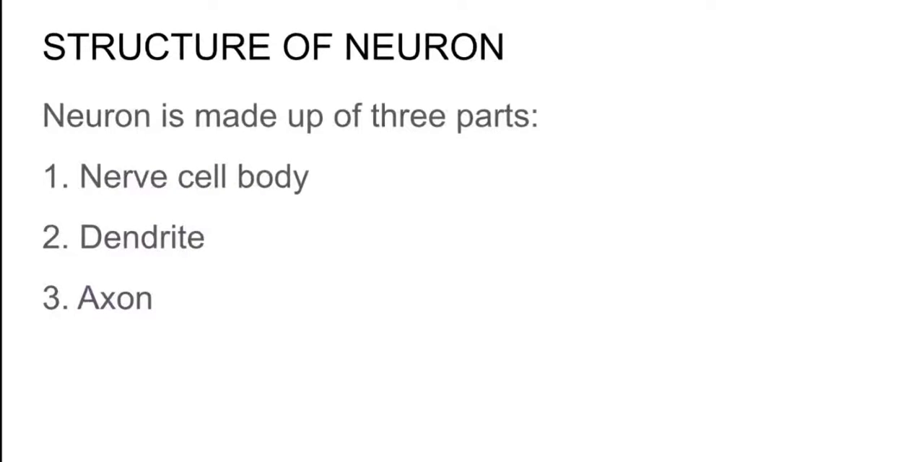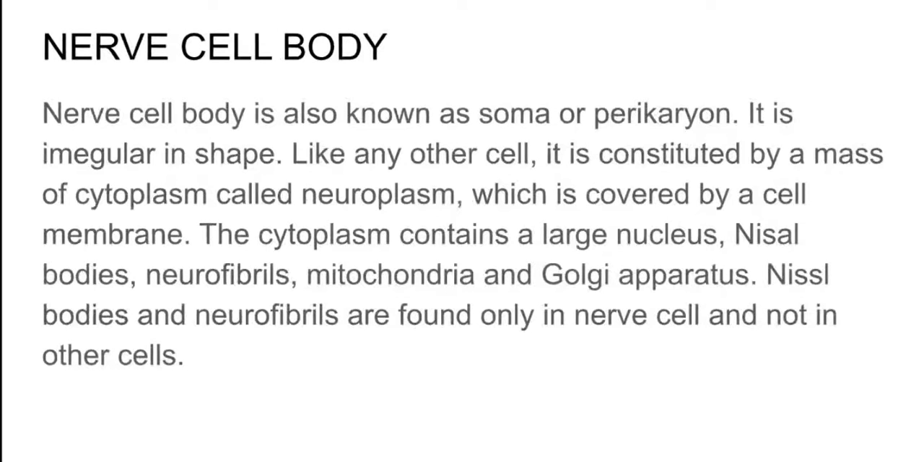Structure of neuron. Neuron is made up of three parts, that is, nerve cell body, dendrites, and axon. Nerve cell body. Nerve cell body is also known as soma or perikaryon. It is irregular in shape like any other cell. It is contained by a mass of cytoplasm called neuroplasm, which is covered by a cell membrane.